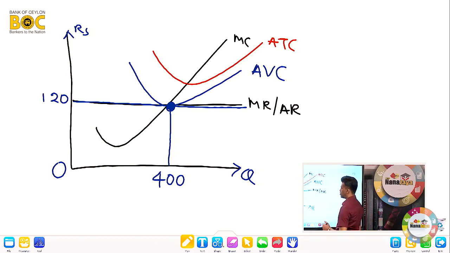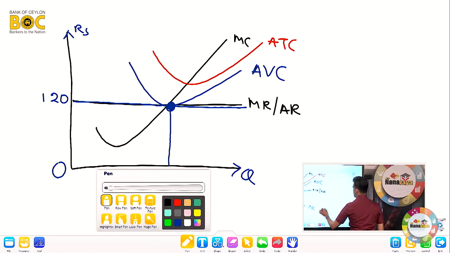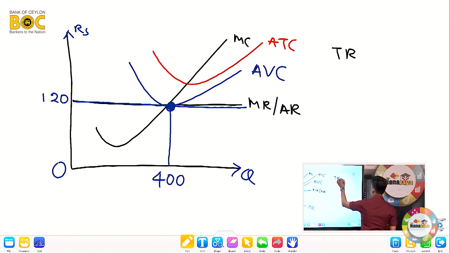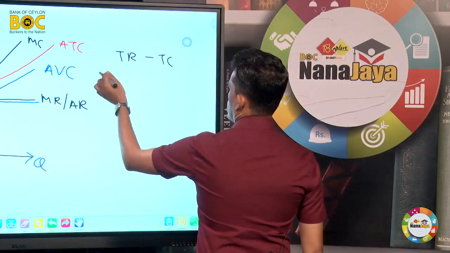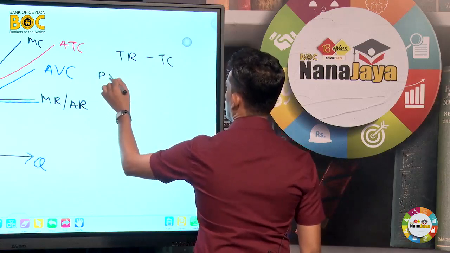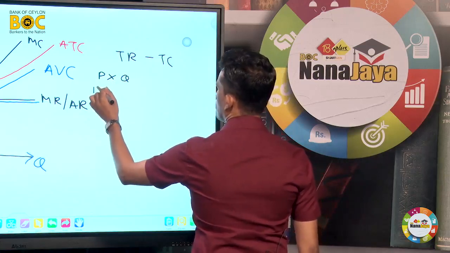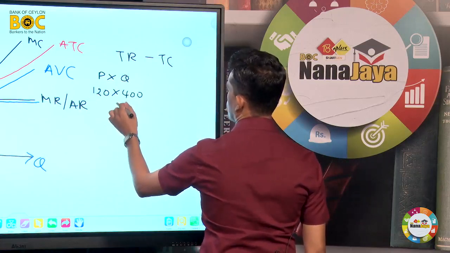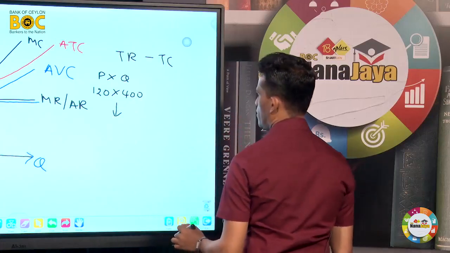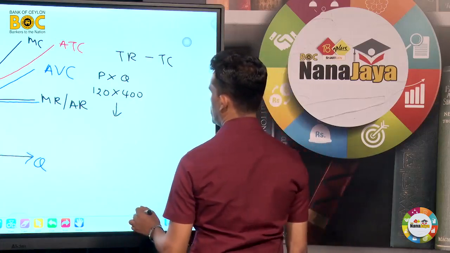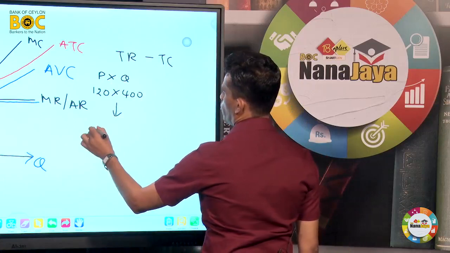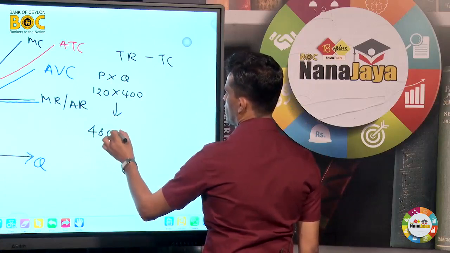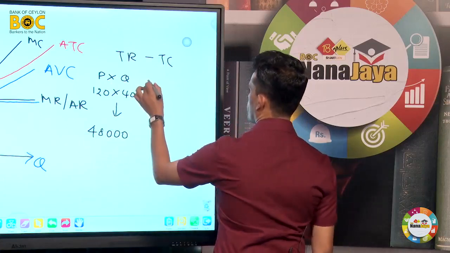So, when we are calculating the profit, how do we calculate the profit? Again, it is TR minus TC. TR is price into quantity. Price is 120, quantity is 400. Therefore, total revenue is 48,000 rupees.